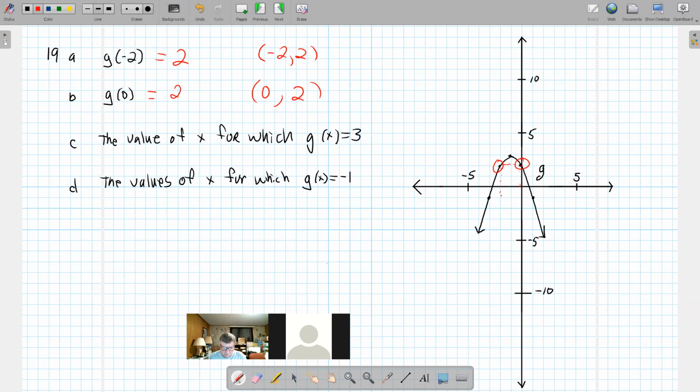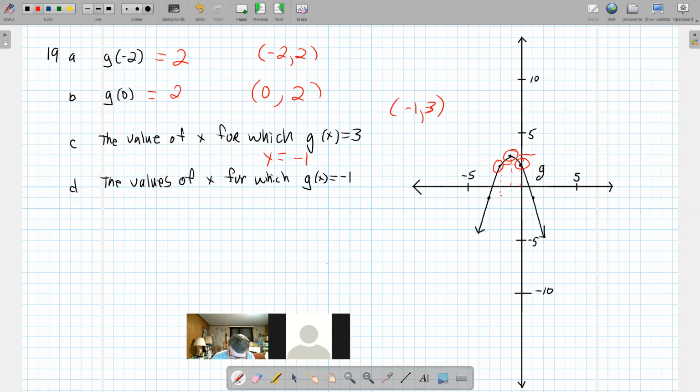All right. Now, the value of x for which g of x equals 3. So basically, we're looking to complete this. And notice it says value. So apparently there's only one. Y equals 3 is right here. X is -1. So this would be x equals -1. So all we're doing is given an x, find a y, given a y, find an x corresponding to the graph.